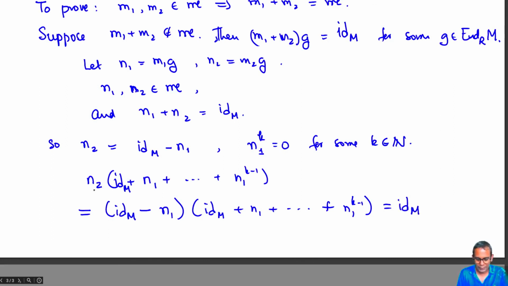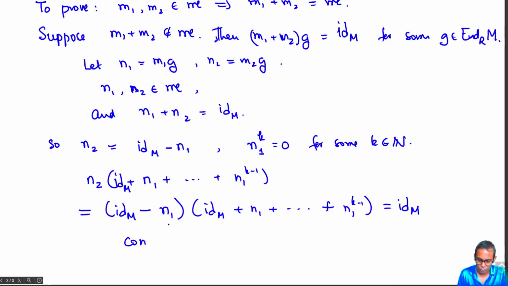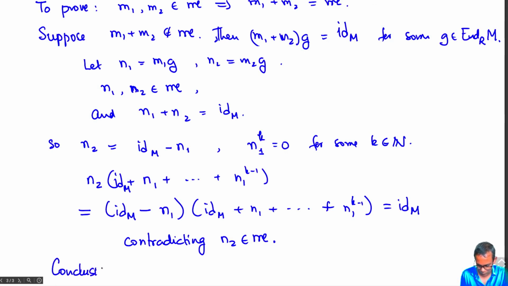So then what happened? n1 has become a unit, but that's a contradiction because we know that m2 is in M, so it's nilpotent. And so m1 plus m2 must again be an element of M. And so End(R M) is a local ring as required because all non-units form a two-sided ideal.